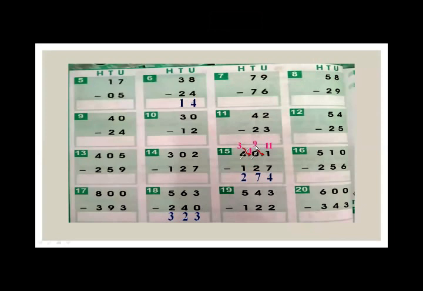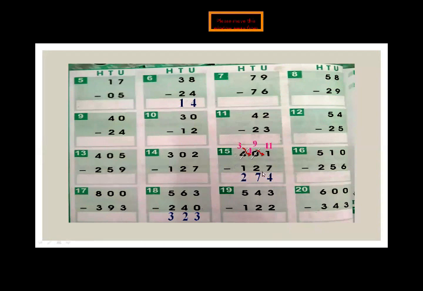Okay. So when you subtract 7 from 11, it will become 4. 11 minus 7, 4. 9 minus 2, 7. And 3 minus 1, 2. Your answer is 274. Okay. I'm repeating.